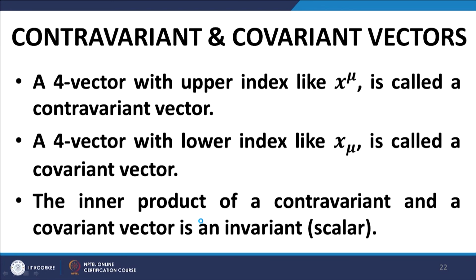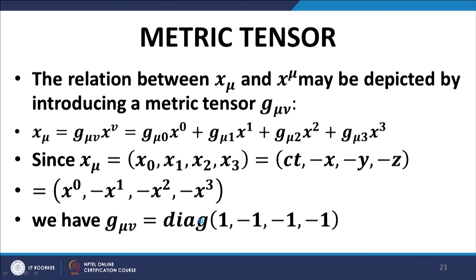A 4 vector with an upper index is called a contravariant vector. A 4 vector with a lower index is called a covariant vector. The inner product of a contravariant and a covariant vector is a Lorentz invariant, a Lorentz scalar. We can migrate between the covariant and contravariant vectors and coordinates by using the metric tensor, and comparison between the contravariant and covariant space-time coordinates enables us to fix the expression as diagonal 1, minus 1, minus 1, minus 1.